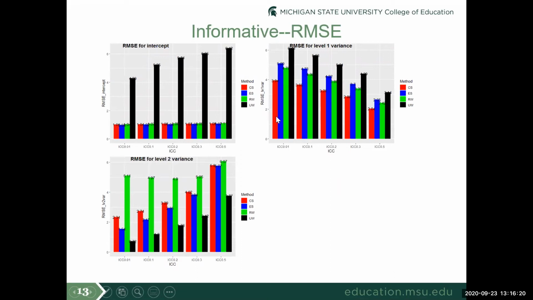As ICC increases, for variance components, the RMSE for level 1 variance decreases, and for level 2 variance increases, except for the raw weighted estimator. So you can see that there is no clear pattern for this one, but there is not much difference for the first four, but it increases for this method when the ICC is extremely large. But anyway, we cannot find any pattern for this.